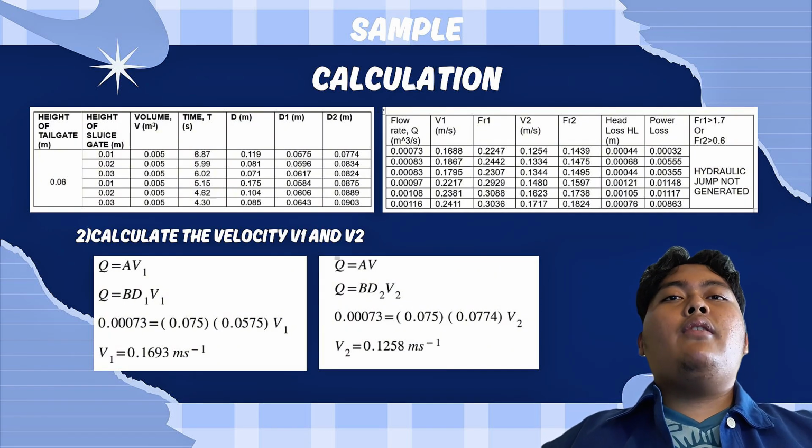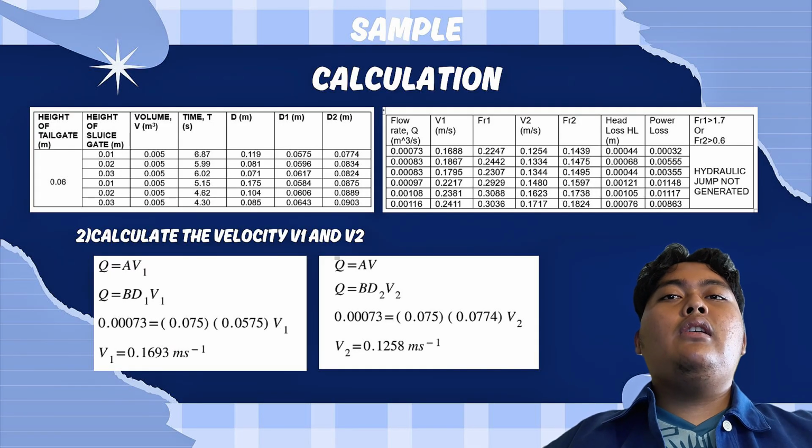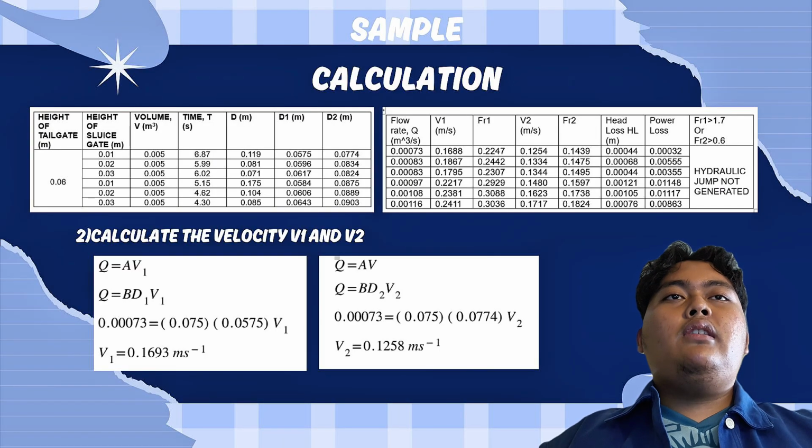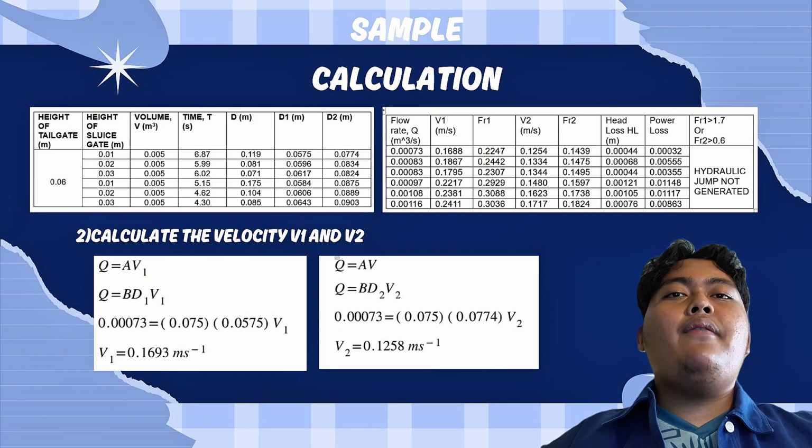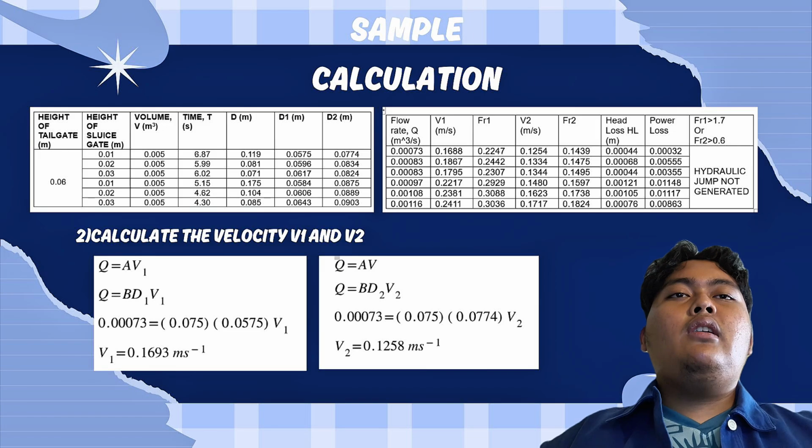So next, we calculate the velocity V1 and V2. The formula to get velocity V is Q equals AV. A equals BD, so Q equals BD1 V1. So we insert the numbers from the tables into the formula. Q equals 0.00073 equals B 0.075, D 0.0575, and we calculate.